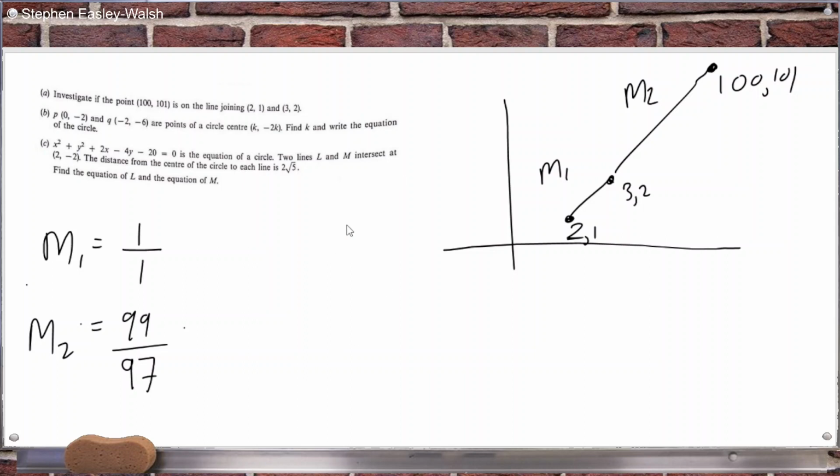slopes. Just to be clear, here I did 2 minus 1 over 3 minus 2, and here I did 101 minus 2 over 100 minus 3. So the answer seems to be no.